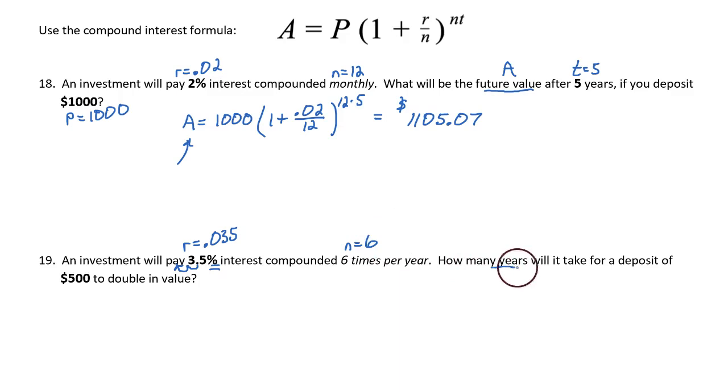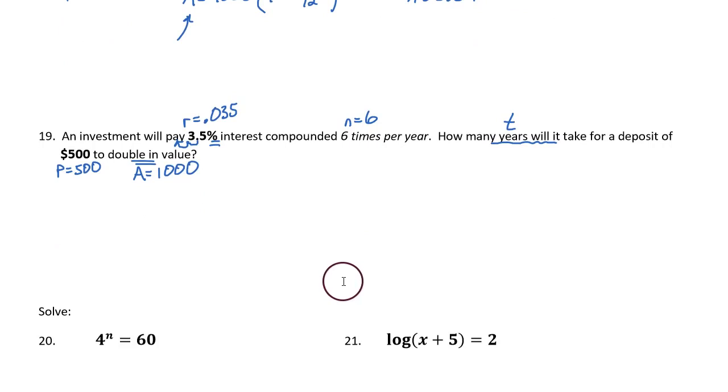How many years will it take? That's the letter T, so our unknown is the T. And that says for a deposit of 500 to double in value. So the deposit of 500 is what we put in there as our principal to start it. So P equals 500. The phrase double in value means in the future we want A to be 1,000. Let's make those substitutions.